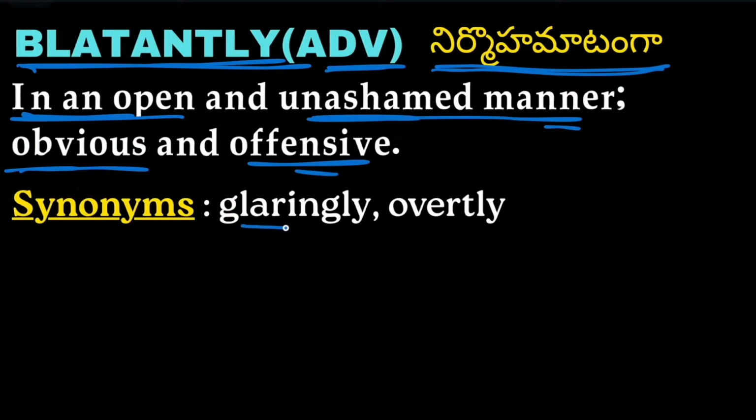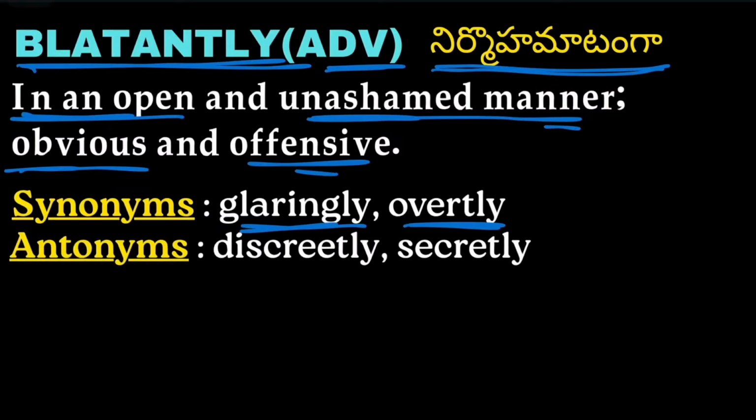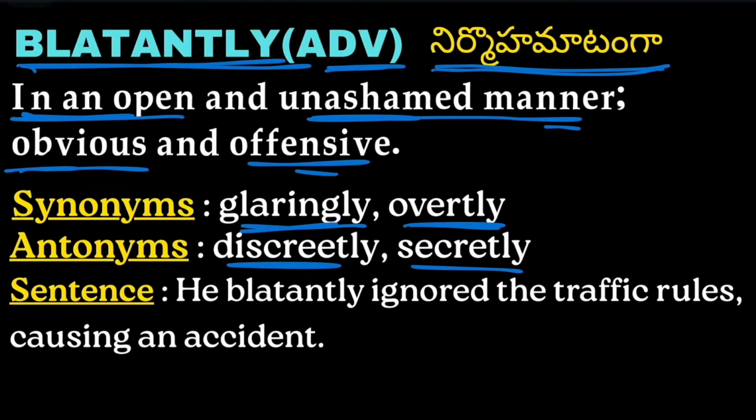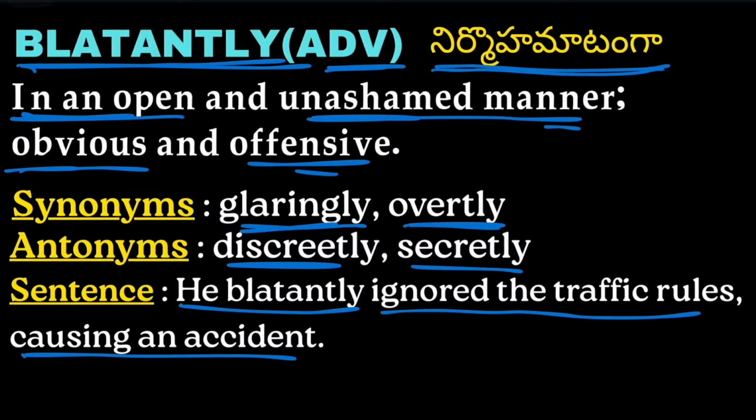Synonyms are glaringly, overtly. Opposites include discreetly, secretly, without getting into the light. Sentence: he blatantly ignored the traffic rules, causing an accident. So he, without hesitation, ignored the traffic rules and it caused an accident.